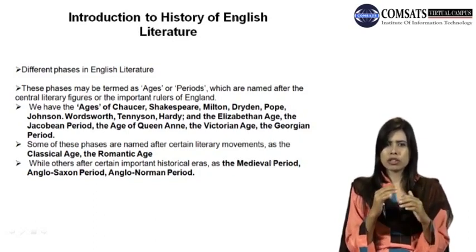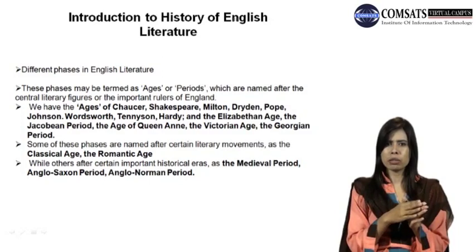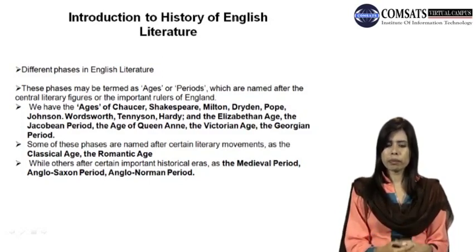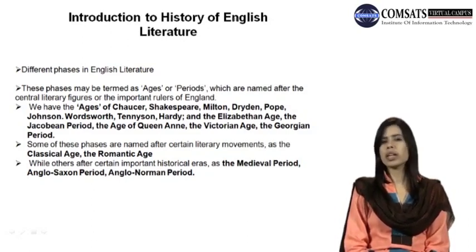So these are the central literary figures in that particular period. So the Elizabethan age, who was the dominating writer of that age? Obviously Shakespeare. The Jacobean period, we'll talk about different writers and poets in that period as well. And the age of Queen Anne, here you can see the important rulers of England.